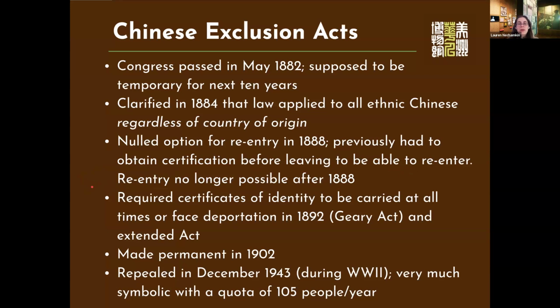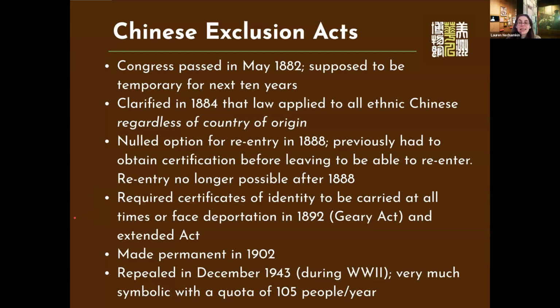And then we have, 10 years later, the Geary Act. 10 years into this experiment, people realize, how are we going to enforce this? Actually, we're going to require everyone to carry an ID. So you have to get a certificate of identification and identity, and that has to have a photo on it that you have to produce yourself.